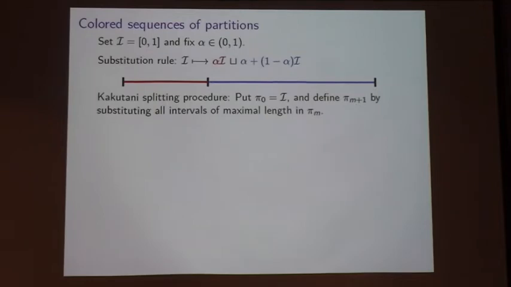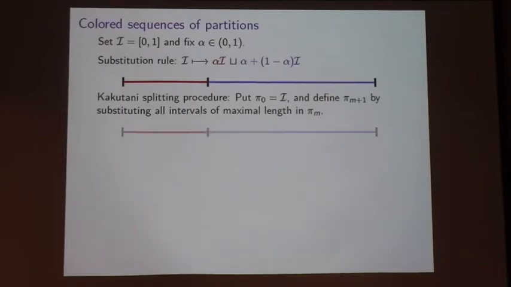And we construct a sequence of partitions using this substitution rule, using the following splitting procedure that was introduced by Kakutani in the 70s. So you put the trivial partition pi 0 to be just the unit interval, and you define the m+1 partition by substituting all the intervals that are of maximal length in the mth partition.